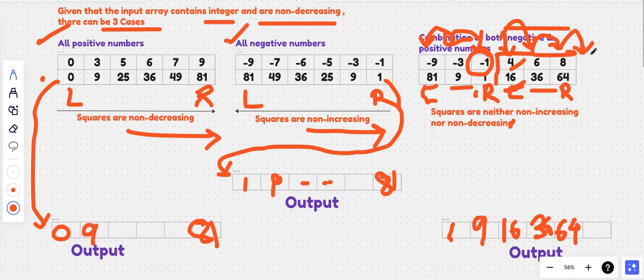Now since we are not left with any of the squares of the positive numbers, we will push the remaining squares of negative numbers in backward direction. So the remaining is 81. So basically for this problem, we can first find the point from where the positive numbers start, and iterate the positive numbers from left to right and negative numbers from right to left. And then we can compare the squares of those numbers and push the smaller one first.